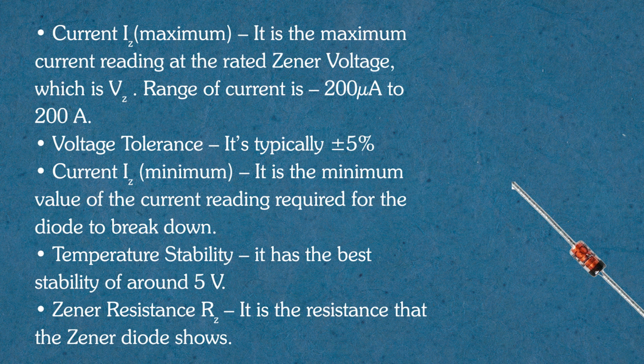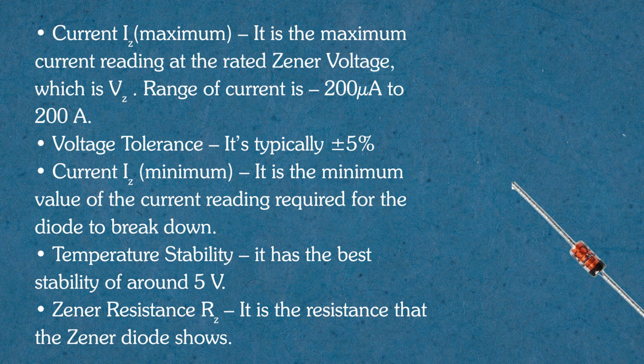Next is minimum current reading. It is the minimum value of the current required for the diode to break down. So the minimum current required to obtain the breakdown in the reverse direction is the minimum current reading of the Zener diode.